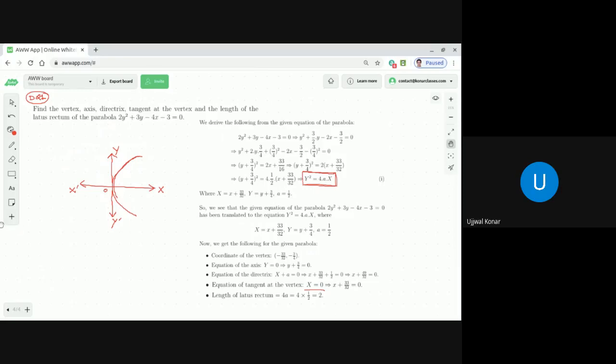So if you look into the next question, if (2, 3) is the focus and x = 2y + 6 is the directrix of a parabola, then find the equation of the axis, coordinate of the vertex, length of the latus rectum, and the equation of the latus rectum of the parabola. So let me pull the question. After that, we'll start discussing the solution to this one.